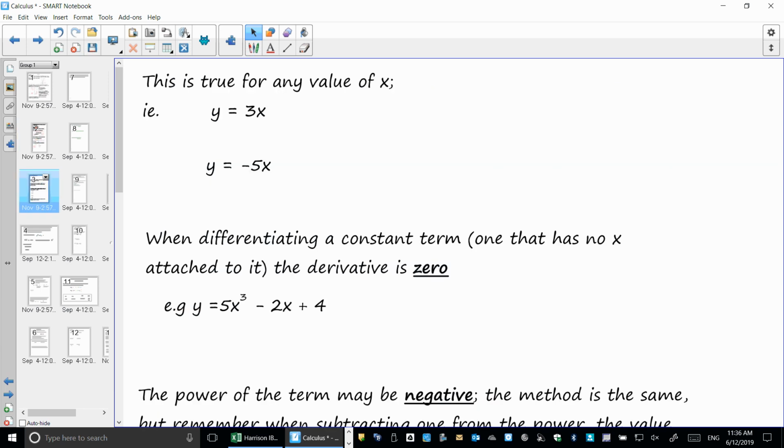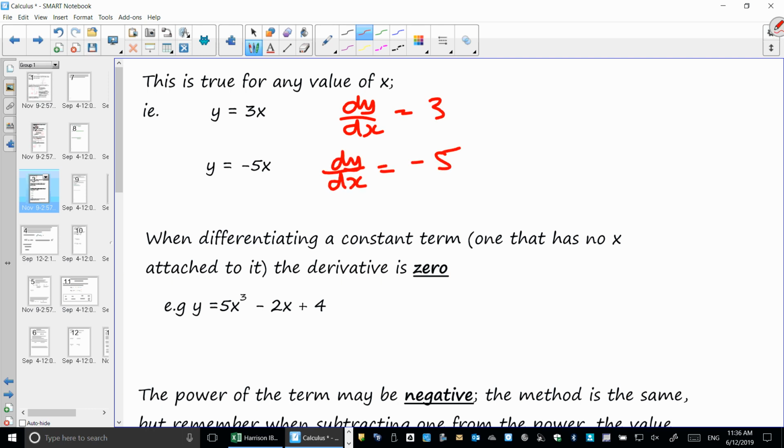So for this one, my derivative would be 3. For this one, negative 5.